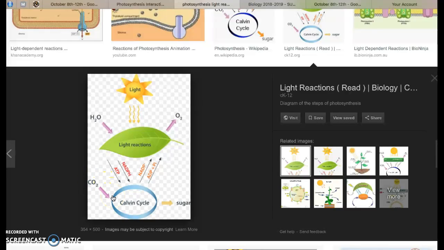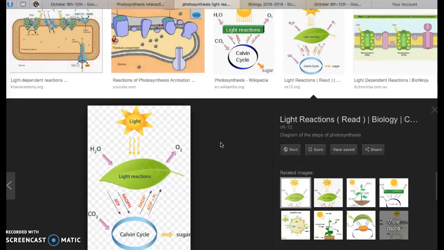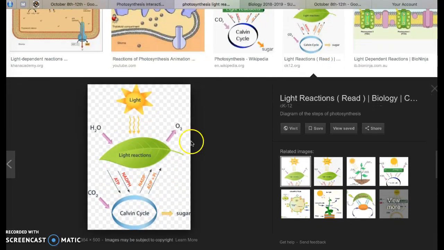It's not really the dark part of photosynthesis. It's that light independent. If you recall, they both happen in the chloroplast. The light reaction happens in the thylakoid, which are the little green pancakes, and the Calvin cycle happens in the stroma, which is just the space around the thylakoids.